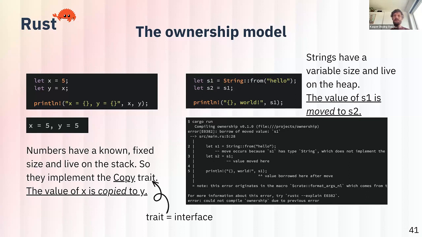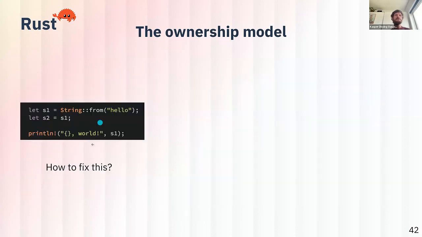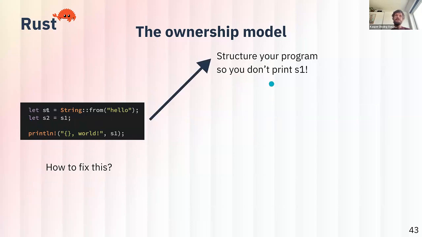When writing Rust, you'll eventually run into the borrow checker, which is the part of the Rust compiler that checks these sort of rules. So how do we actually get around it? Well, one thing we can do to fix this is to structure our program so we don't print s1. And that's actually not a joke. Over time, you will learn how to structure your program such that the compiler is happy with you.